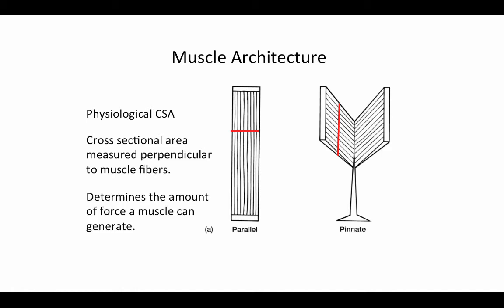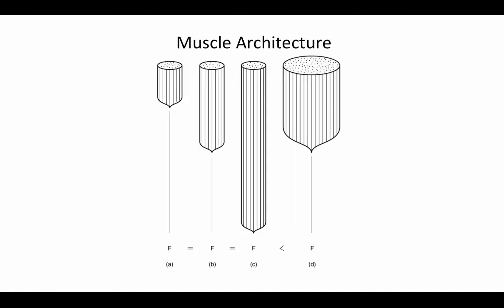And this physiological cross-sectional area determines the amount of force that a muscle can generate. The larger the physiological cross-sectional area, the more force. So if we think about these cartoons of differently shaped muscles, we can see that in terms of force production, all of these are going to be the same. Even though this longer one has a lot more muscle mass, it's still going to generate the same amount of force.